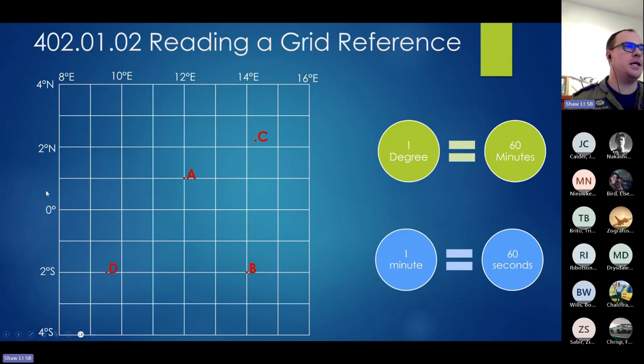Awesome. Who would like to take a crack at point D, as in Delta? Anybody? I might start picking on people if I could. Thanks, Britt. I'll get you on the next one. Go ahead, Calder.